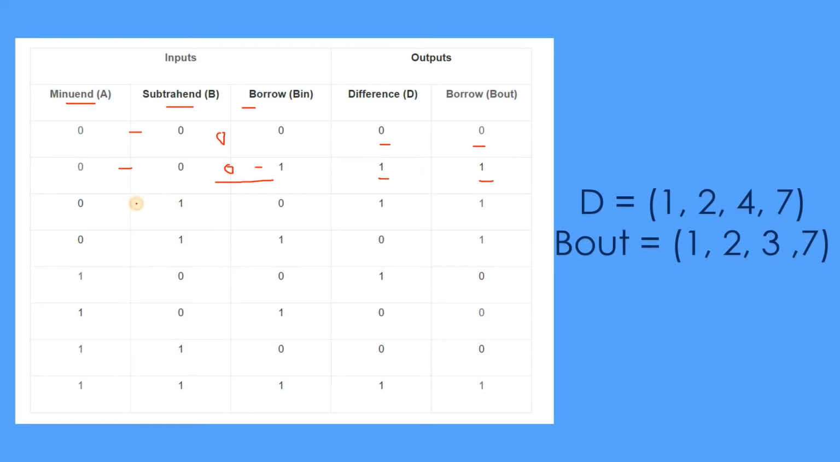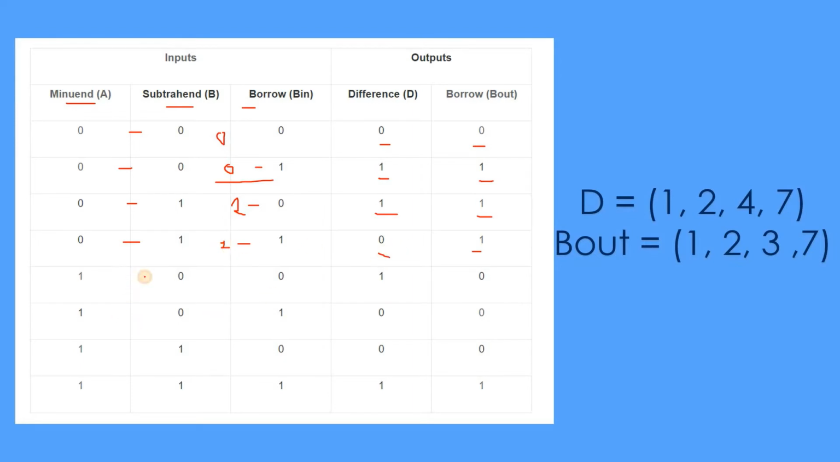And over here 0 minus 1 is again, you'll have to take a borrow of 1, because 0 minus 1 you'll need a borrow, so we took a borrow of 1. 0 minus 1 is going to be 1 and 1 minus 0 is going to be 1, so this is 1. Then again 0 minus 1, you'll have to take a borrow, so 0 minus 1 is 1, but 1 minus 1 is 0, so this is 1, 0 now.